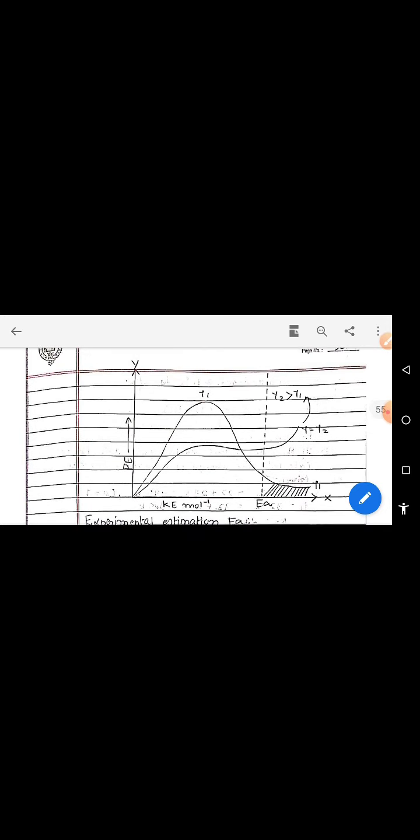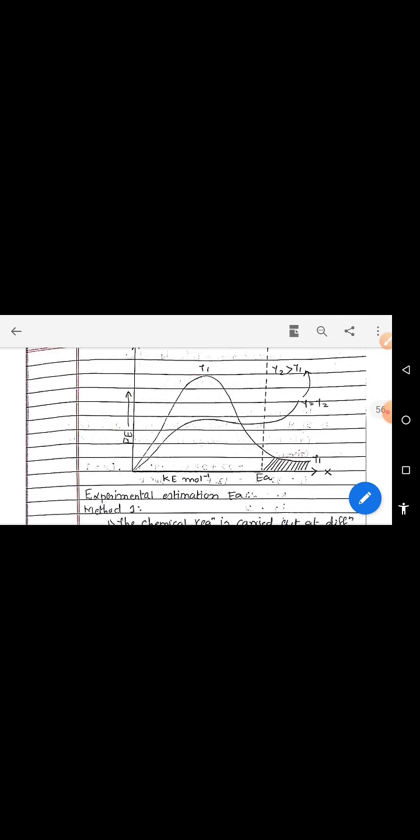This diagram is a representation of the potential energy and kinetic energy, that is, the energy of activation. T1 and T2 are the two different temperatures, and then the product formation is shown by the dotted lines. This is all about these relations and activation energy, and in the next lecture we will see the experimental estimation of activation energy. Thank you.